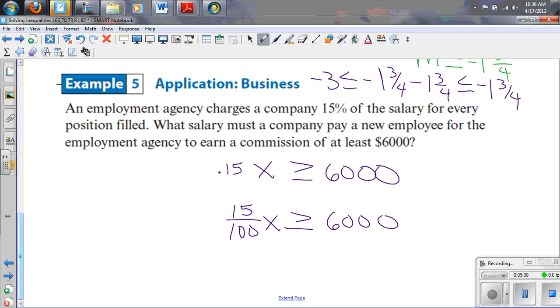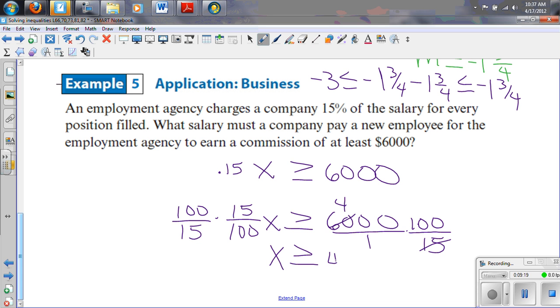And so I'm going to multiply by 100 over 15. And since it's positive, the inequality does not change. So it's x is greater than or equal to, and I'm going to do some canceling now. 15 goes into 60 4 times. So 4 and 4 zeros is 40,000. So in other words, the company must pay a salary of at least $40,000 in order for the employment agency to have a commission of at least $6,000.